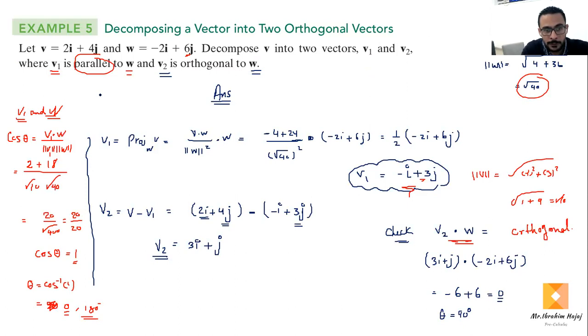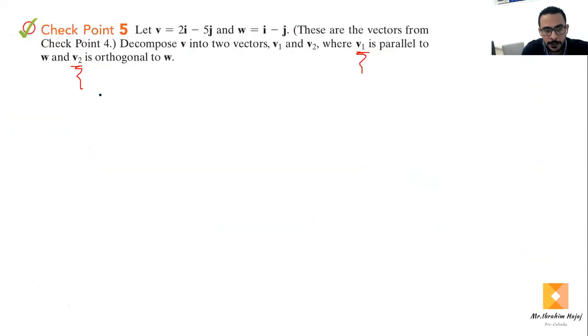We would like to write V as V1 plus V2, a sum of two components. V1 equals, same steps: V1 equals V dot W over the magnitude of W squared, multiplied by W.